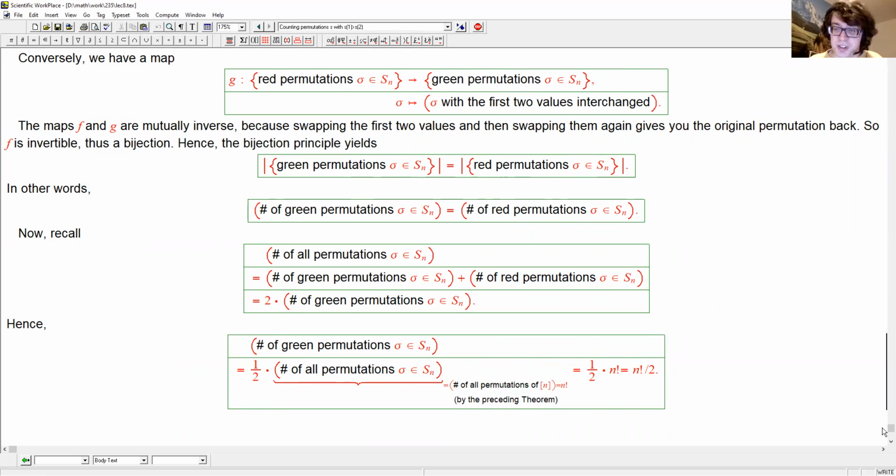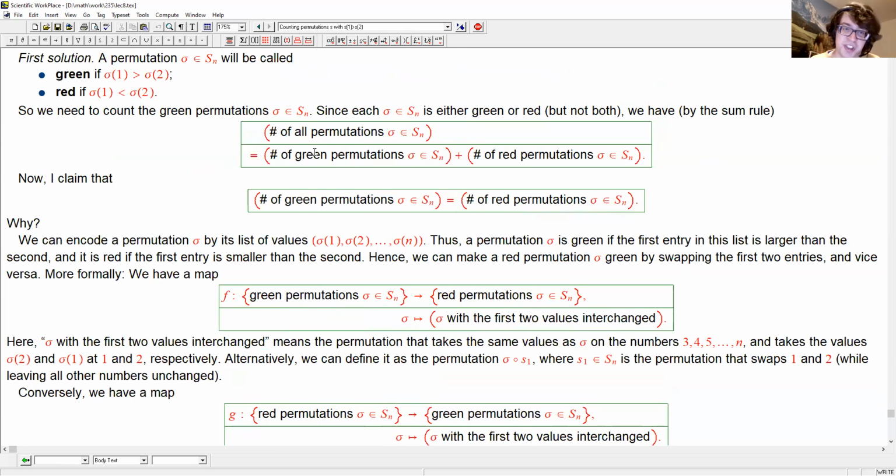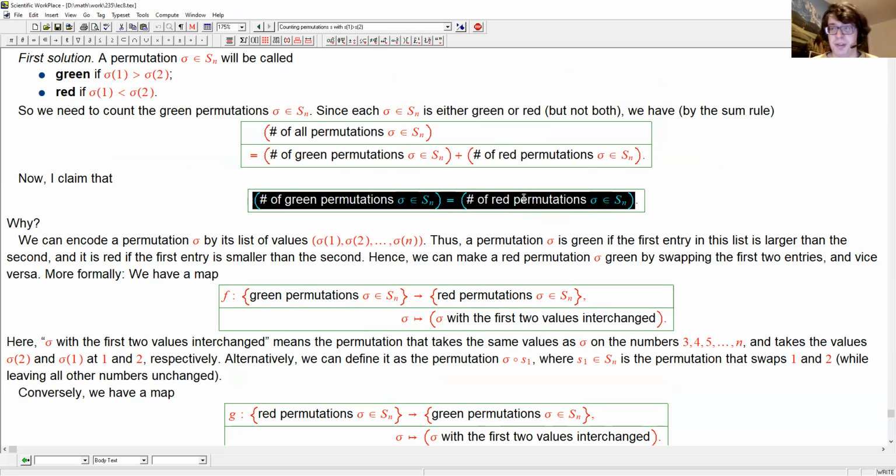That was one solution of the problem. This is an argument that's in a way called counting by symmetry. At least I call it this way, because we didn't count the green permutations directly. Instead, we defined another kind of permutations, the red ones, and we showed that there's equally many of them, so there is a symmetry between them in a way.